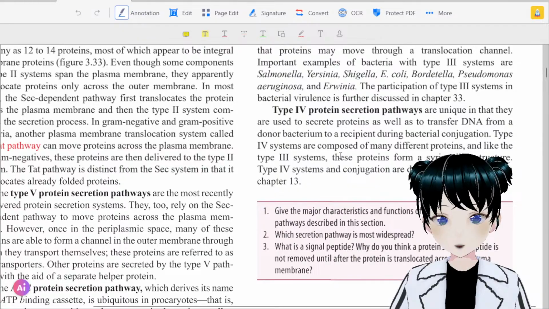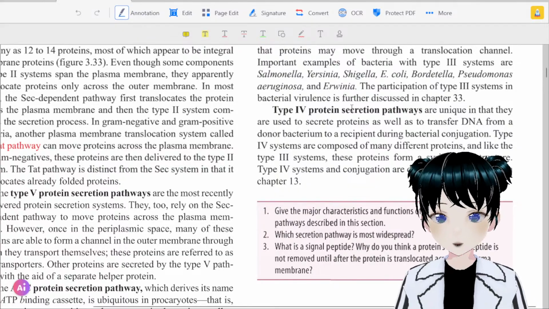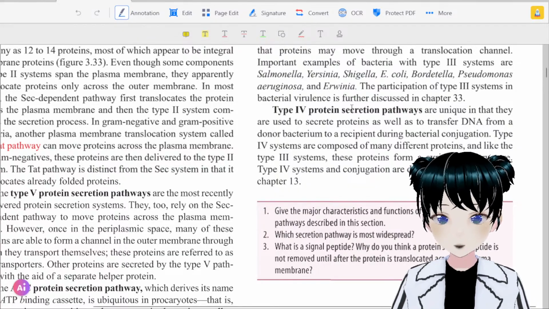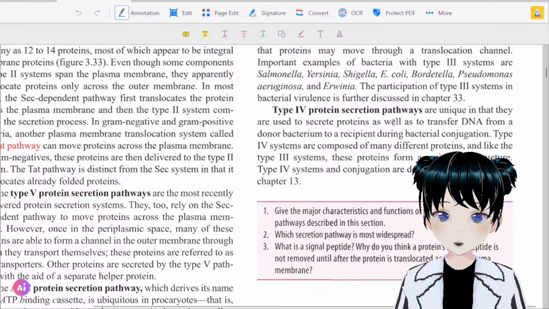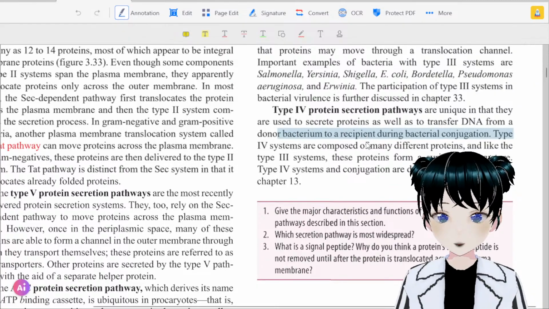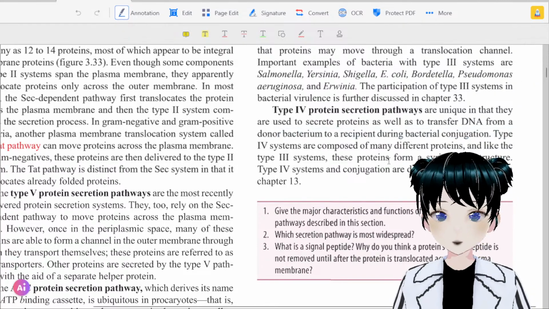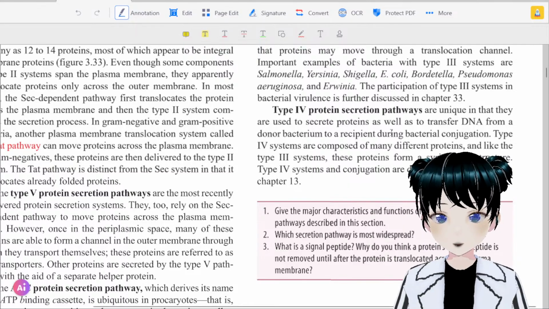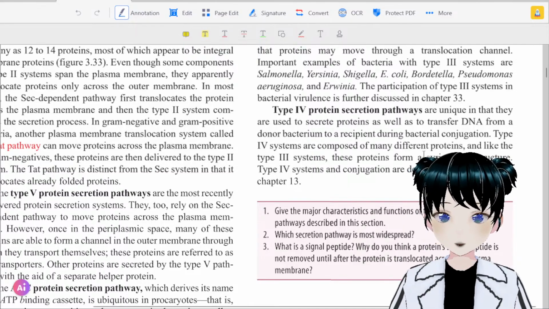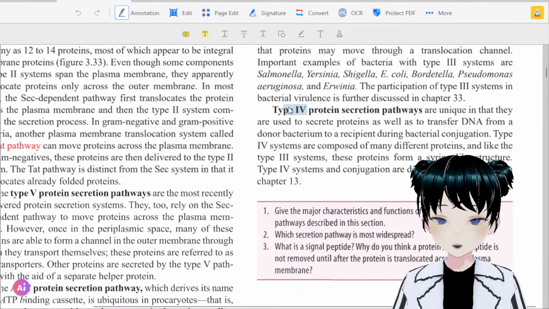Now the last one. Just this paragraph: the type 4 protein secretion pathways are unique in the way that they are used to secrete protein as well as to transfer DNA from a donor bacterium to a recipient during bacterial conjugation. So this one transfers the DNA as well. By the way, this is also the sex-dependent pathway.